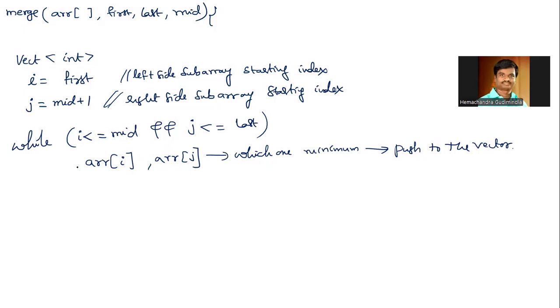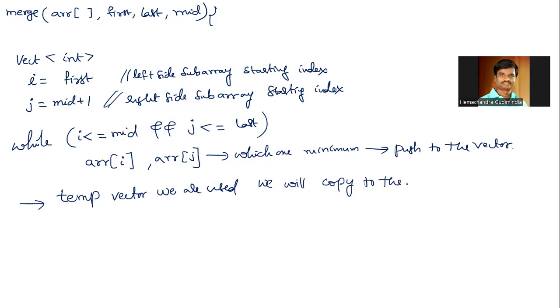Once we perform this, then the temporary vector we created, we will copy to the original array. Okay? So this is the pseudocode if we want to write the program. Now, how to write the program? Now we will see.